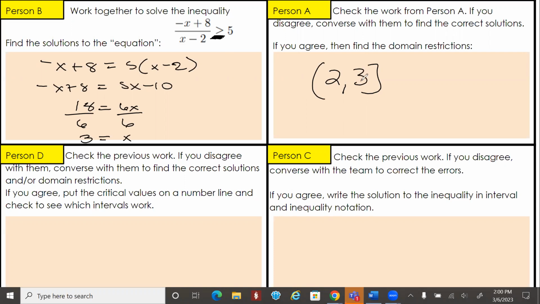If I take 3 and I plug it in here, it gives me 5, right? If I take 2 and I plug it in here, it does not give me 5, but it gives me a number that's greater than 5. Does that make sense? So that's why this one is a bracket and this one is a parenthesis. You can do it that way too. You could do 3, and then you would have to pick 2 and then see that the numbers in between those two things would work.